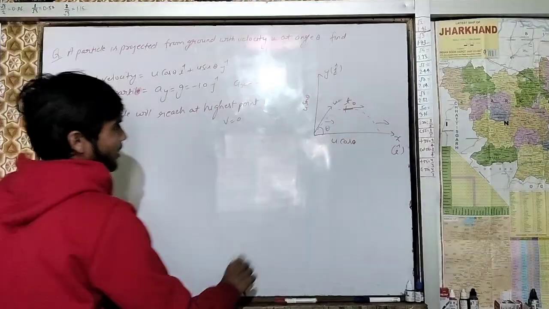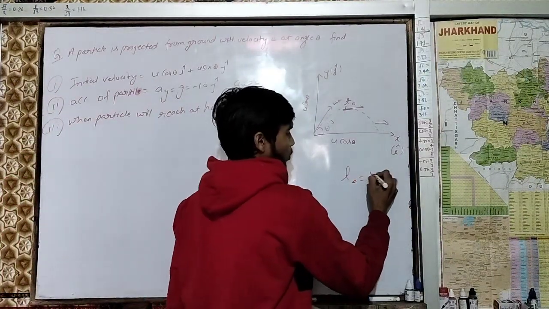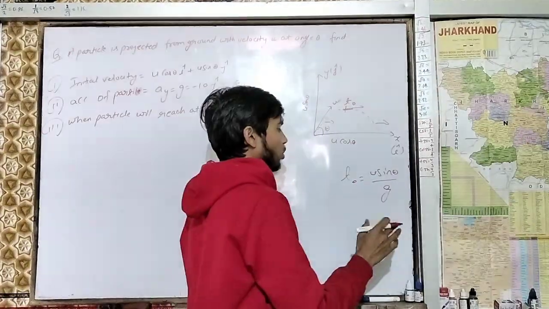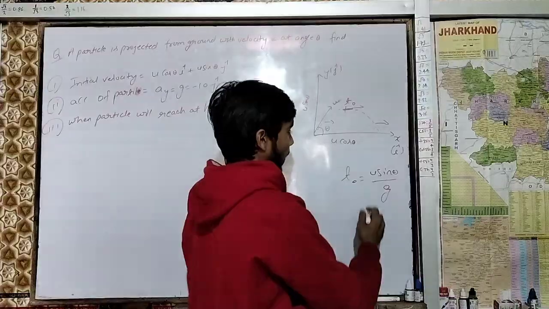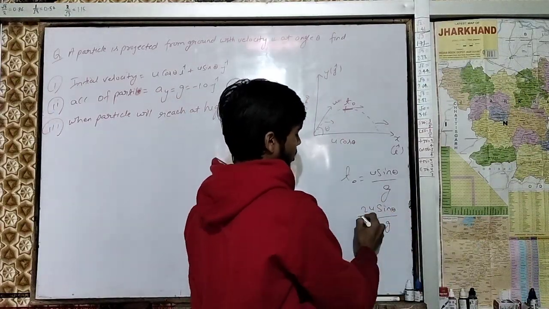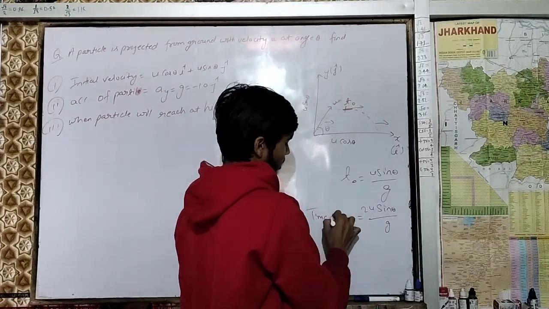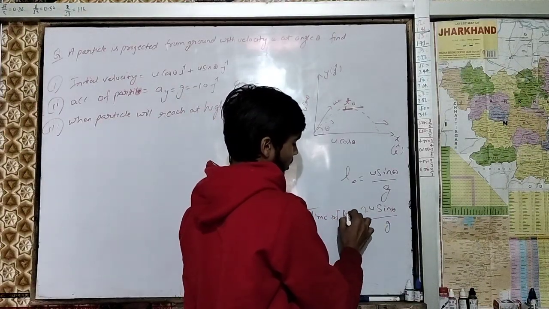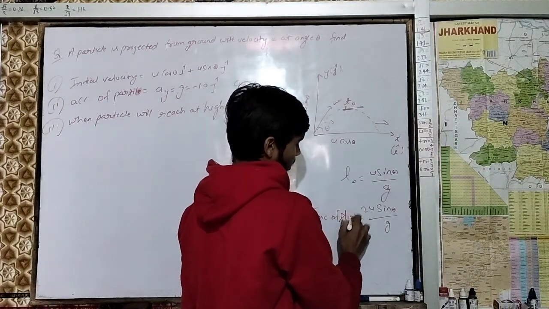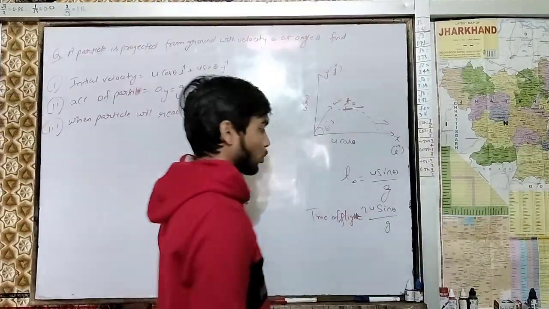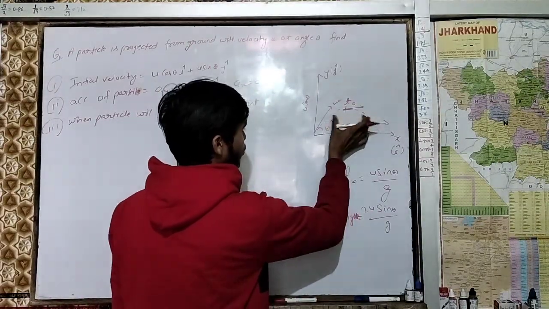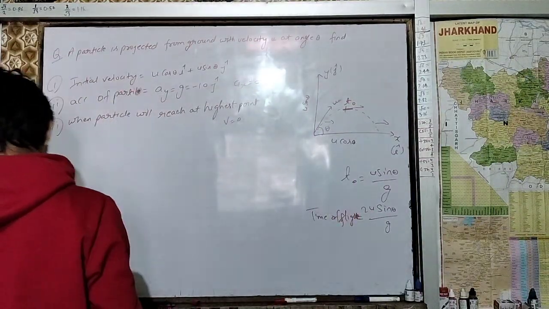Half of the time of flight, T naught, is equal to u sin theta upon z. So double of it would be 2u sin theta upon z, which is the time of flight. Just as we added this to 2, half and half.